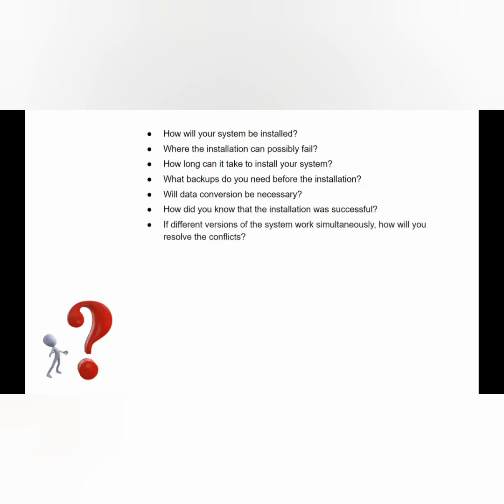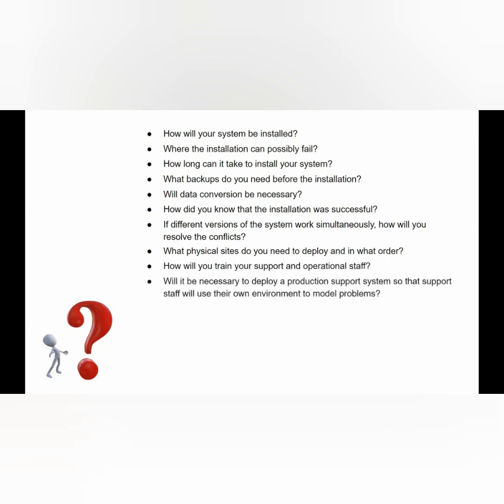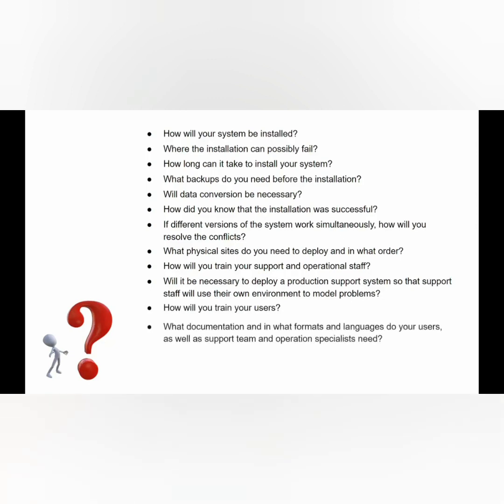If different versions of the system work simultaneously, how will you resolve the conflicts? What physical sites do you need to deploy and in what order? How will you train your support and operational staff? Will it be necessary to deploy a production support system so that support staff will use their own environment to model problems? How will you train your users? What documentation, and in what formats and languages, do your users as well as support team and operations specialists need? How will documentation updates be deployed?